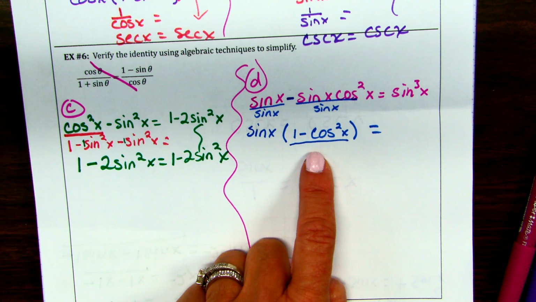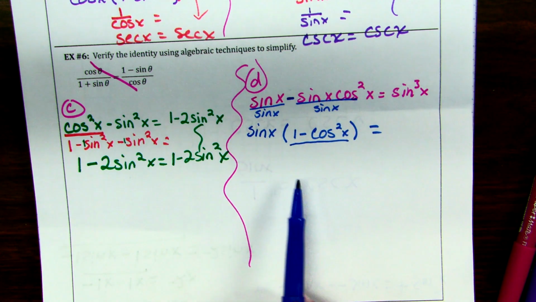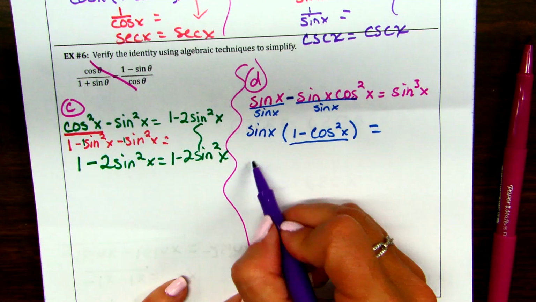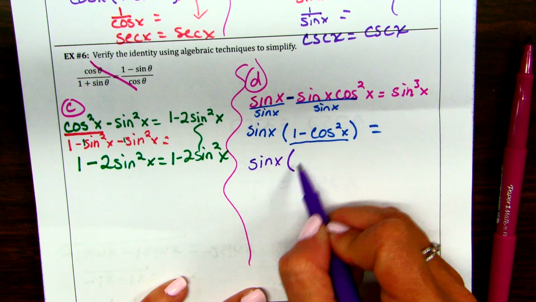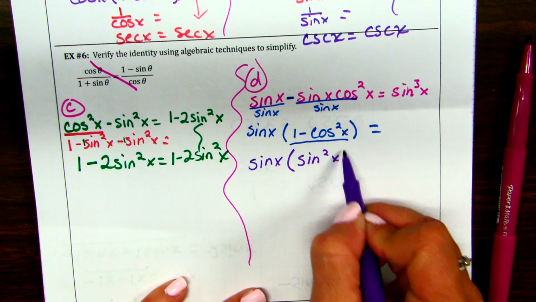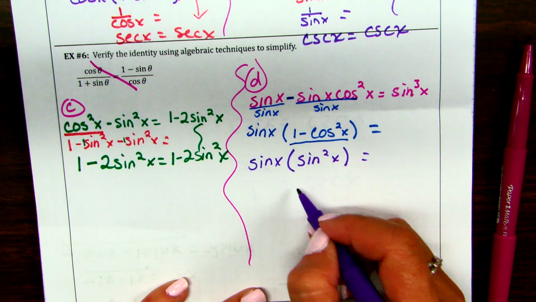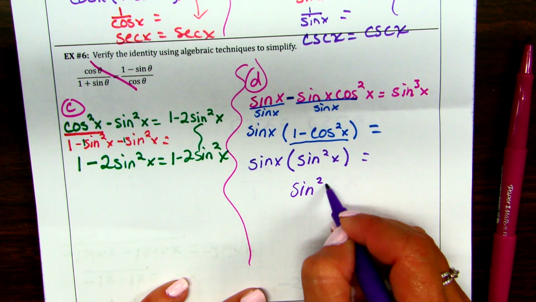It's one of your Pythagorean identities. Who did we leave on the other side of the equal sign when we subtracted cosine squared? Sine squared. So you have the sine x times sine squared x. And x to the first times x to the second is x to the, oops, that's a 3.